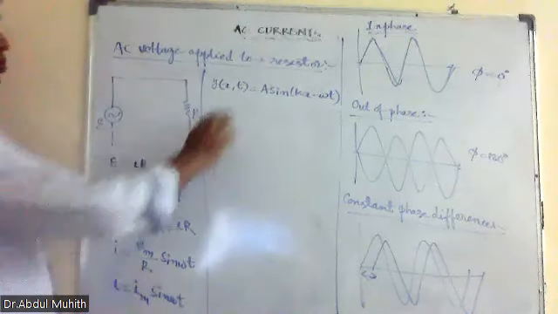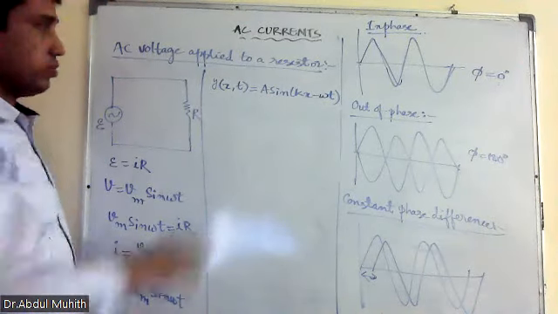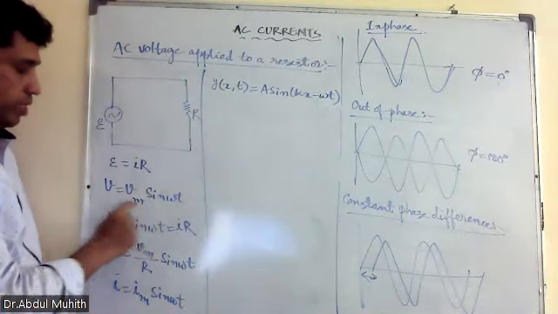Now see here, this is the equation of a wave: y of x comma t is equal to A sin(kx minus omega t). So this is the equation of a wave. See, this is also the equation of a wave only: V is equal to Vm sin omega t, where Vm is what?